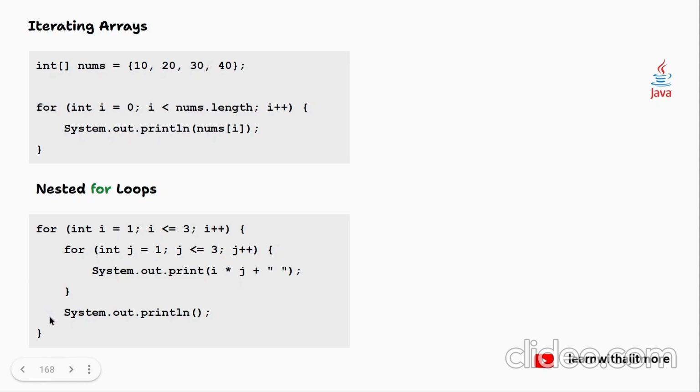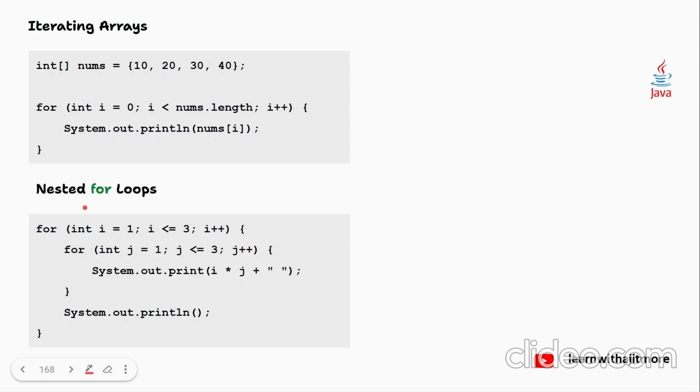There is an outer for loop where in the counter initialization part, i is starting from 1. We are checking whether i is less than or equal to 3, i plus plus. This is the body of the outer for loop. And within that, we are starting another for loop where the counter j is starting from 1, j less than or equal to 3, j plus plus. We are just multiplying the value of i and j and printing it. When the inner loop is over, we are just putting a new line. How will it work?